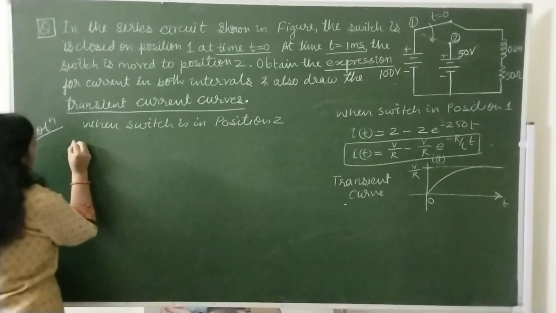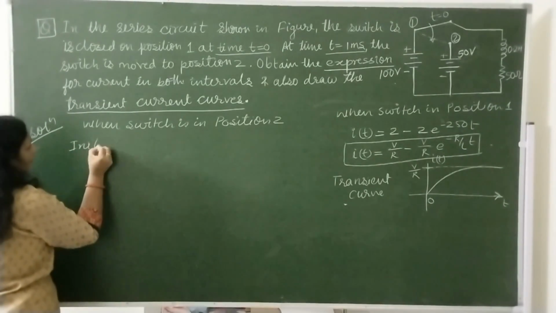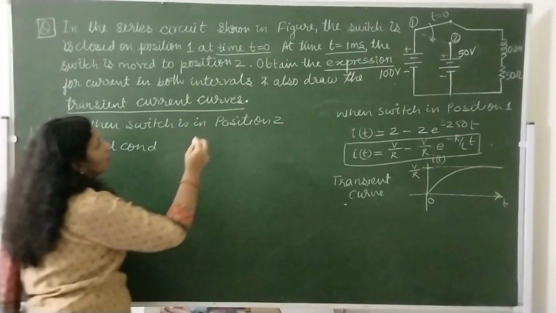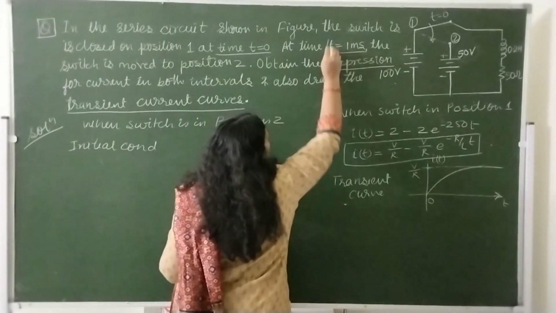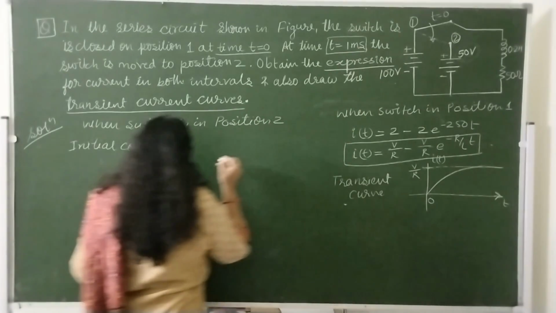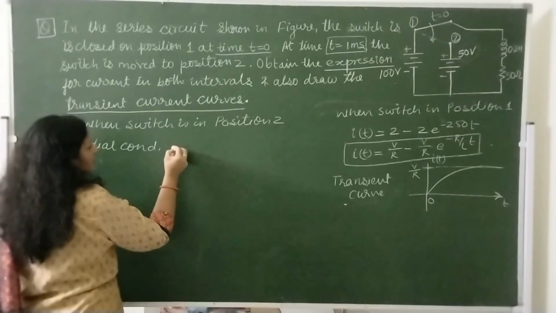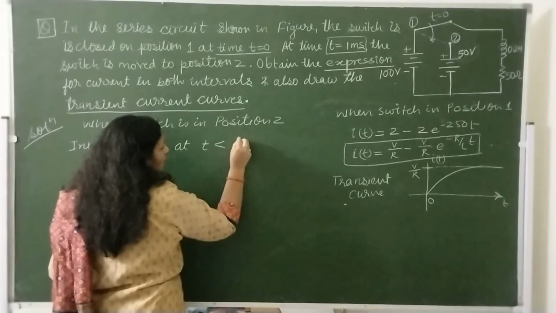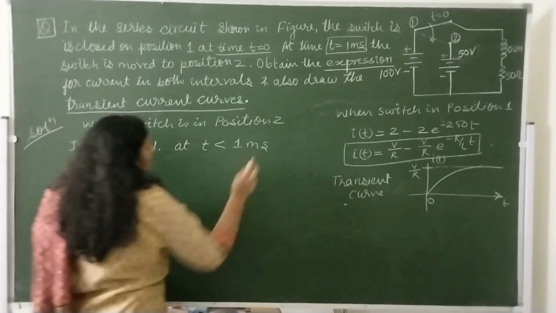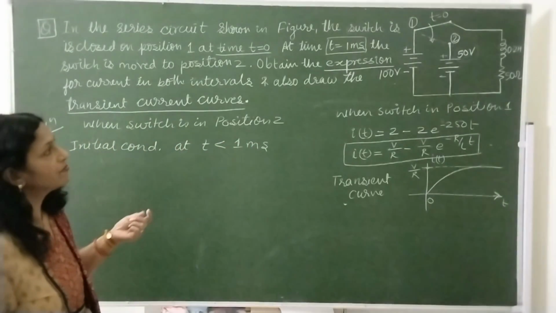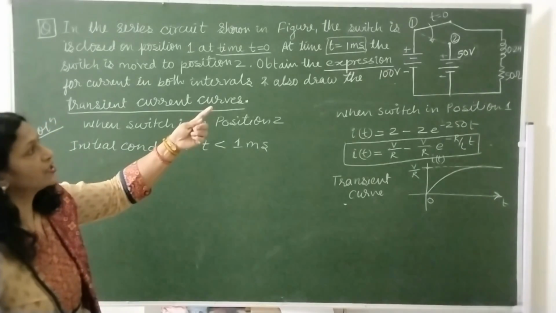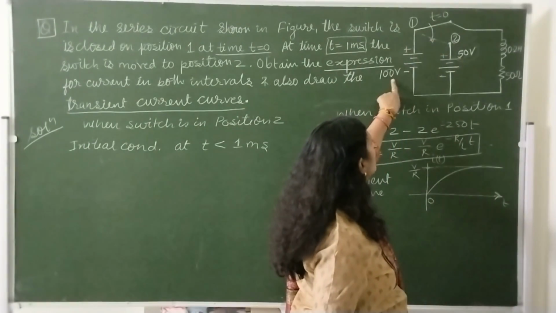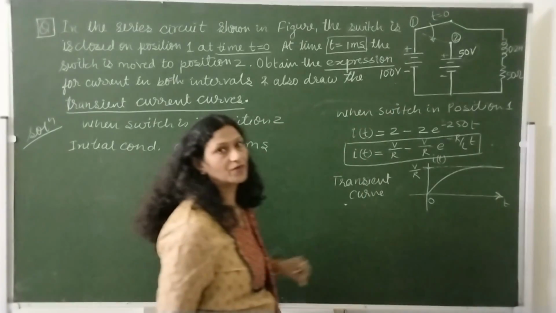So first we will find the initial condition, and this all happens at time t equals 1 millisecond. So initial conditions at t less than 1 millisecond. At t less than 1 millisecond, the switch is connected to this position with voltage source 100 volts.